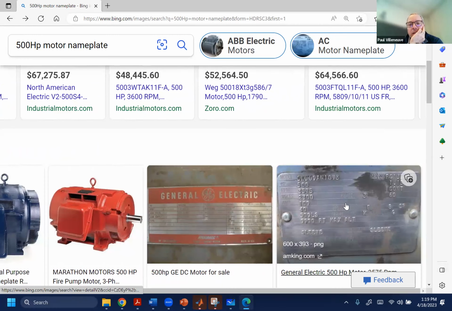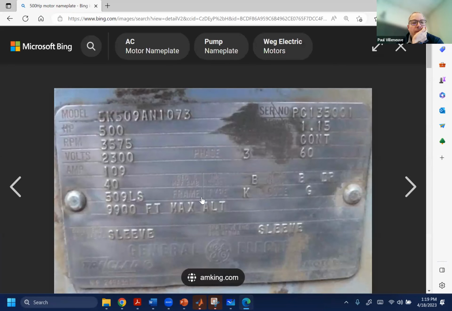Let's see, is this a good one? 2300 volts, 3-phase. RPM. How many poles does this machine have? 2. Look how fast it's operating. It only has a slip speed of 25 RPM. And this looks like a fairly used and abused motor, right? When the nameplate's that dirty, it's had some tough times. Anyway, they operate at really low values of slip.